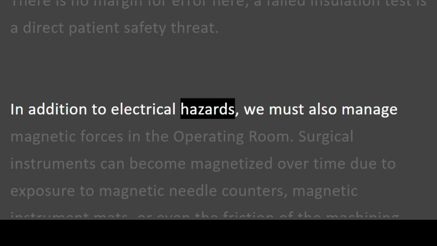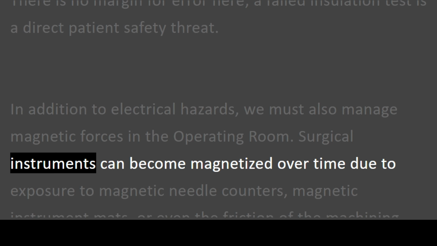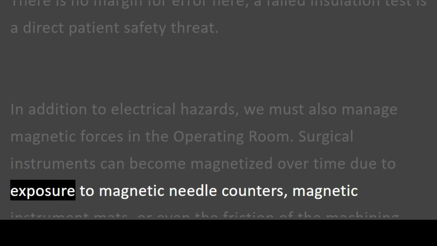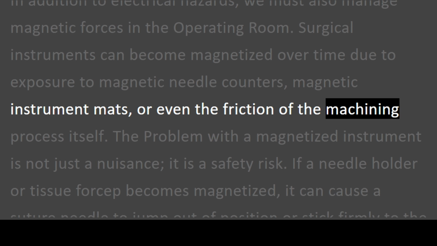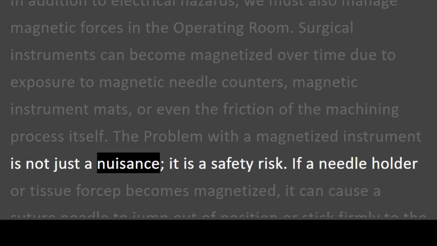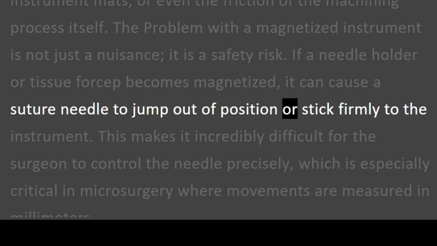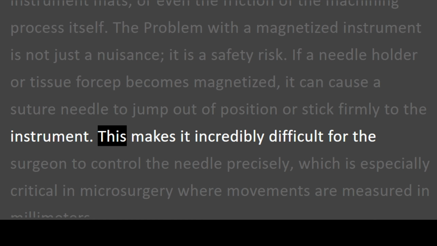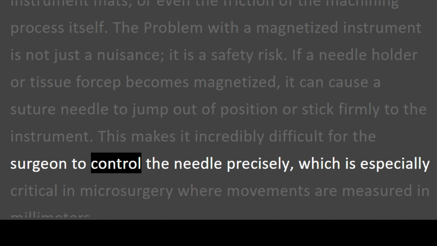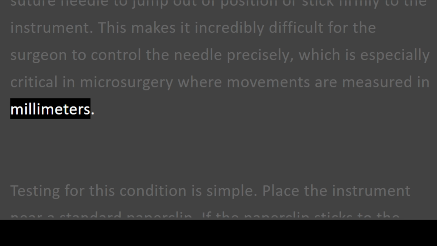In addition to electrical hazards, we must also manage magnetic forces in the operating room. Surgical instruments can become magnetized over time due to exposure to magnetic needle counters, magnetic instrument mats, or even the friction of the machining process itself. The problem with a magnetized instrument is not just a nuisance, it is a safety risk. If a needle holder or tissue forceps becomes magnetized, it can cause a suture needle to jump out of position or stick firmly to the instrument. This makes it incredibly difficult for the surgeon to control the needle precisely, which is especially critical in microsurgery where movements are measured in millimeters.